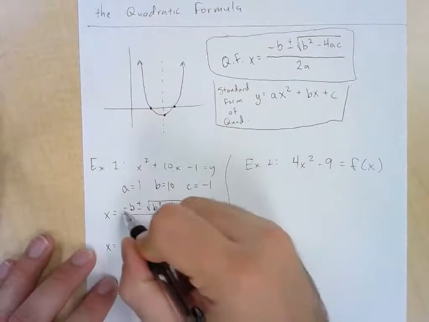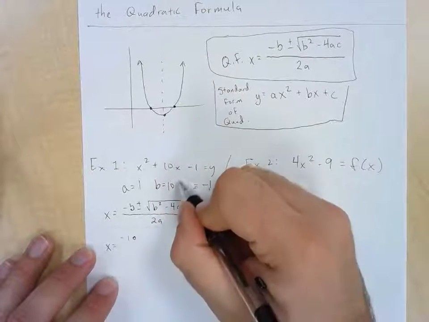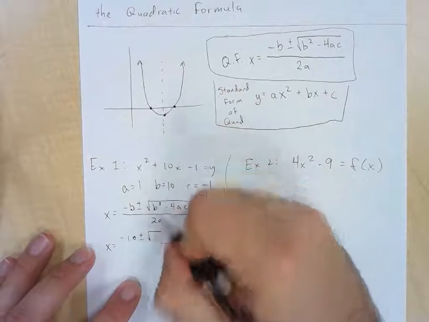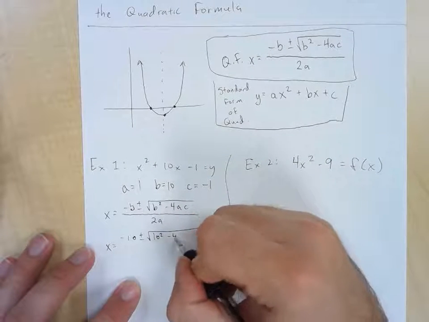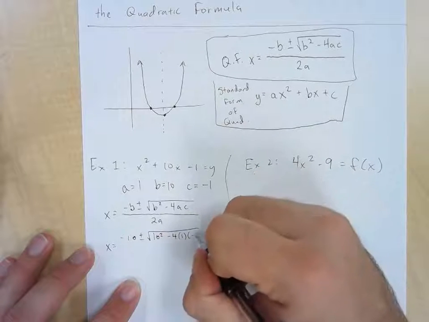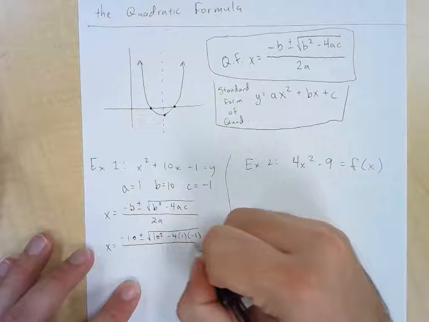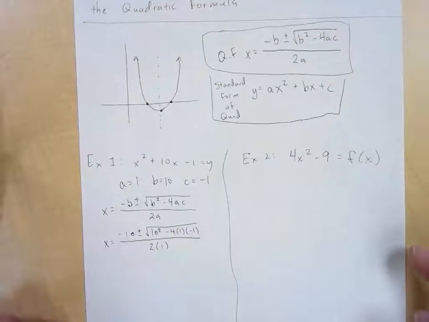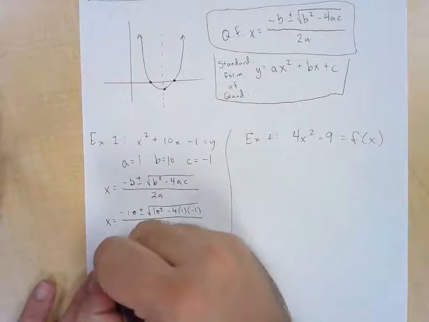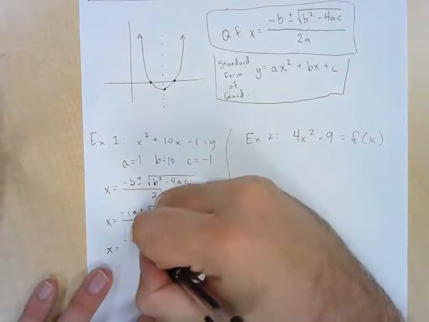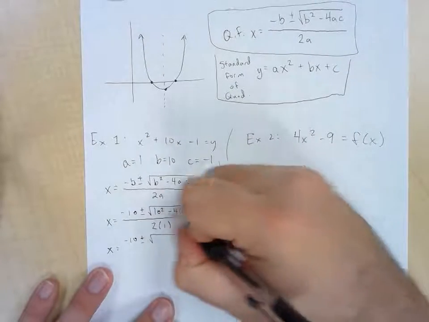So x equals negative 10 plus or minus the square root of b squared, which is 10 squared, minus 4 times a, which is 1, times c, which is negative 1, all divided by 2 times 1. Okay, so let's do some simplifying. Negative 10 can't be simplified. We're just going to leave it as negative 10, plus or minus a square root. We can simplify stuff on the inside.